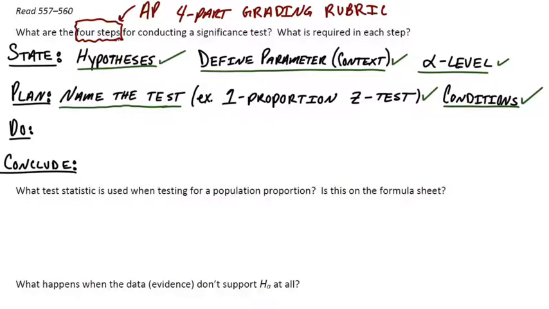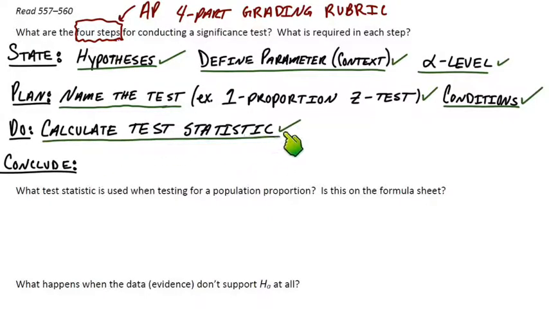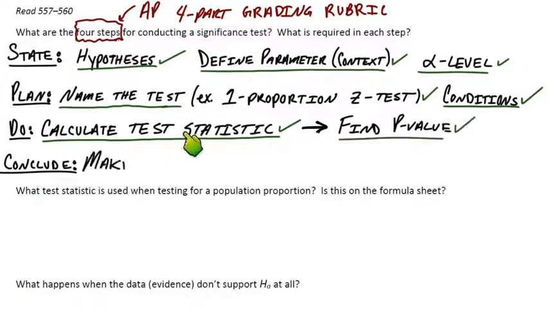And then in the do step, that's where you actually do some stats, right? We crunch some numbers. So two things that you need for that step. You need to calculate the test statistic. In this section, that's just going to be a z-score. And then you need to use that test statistic to get a p-value. So those are the two things. Test statistic and p-value.